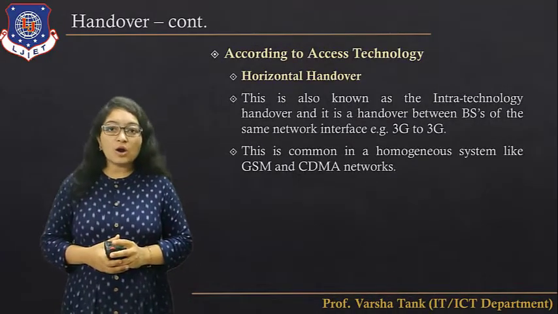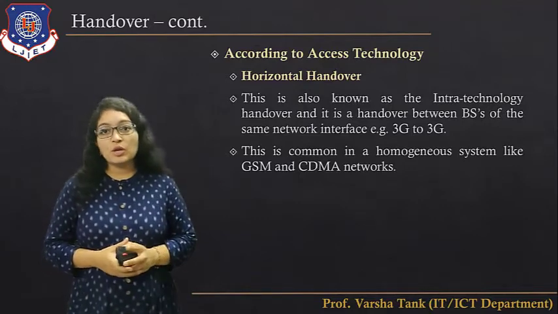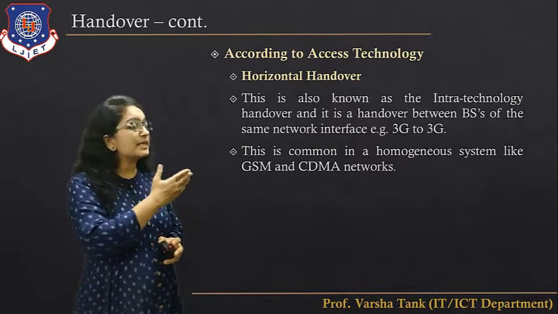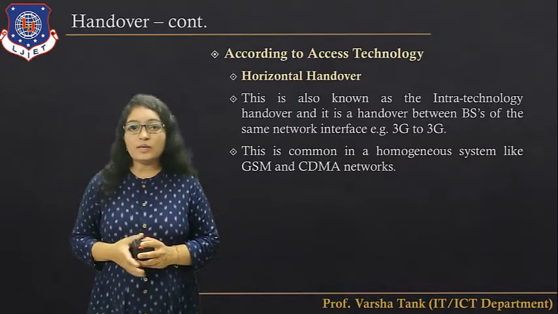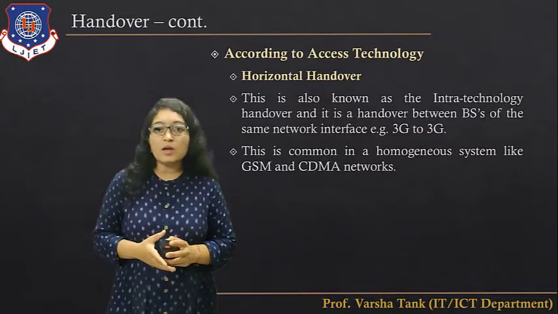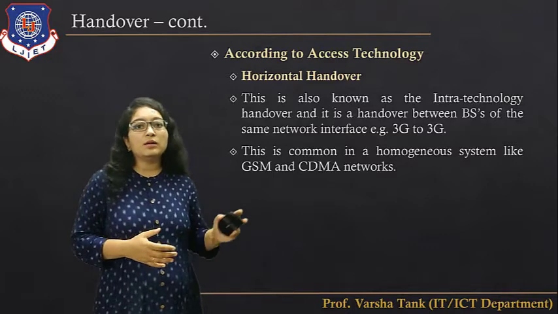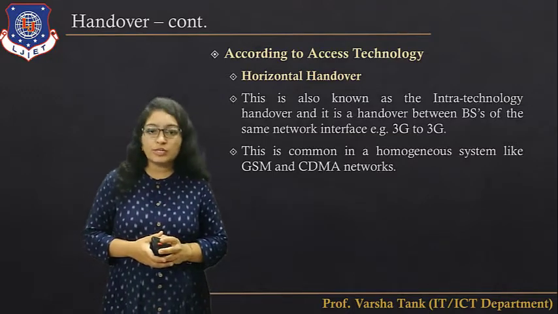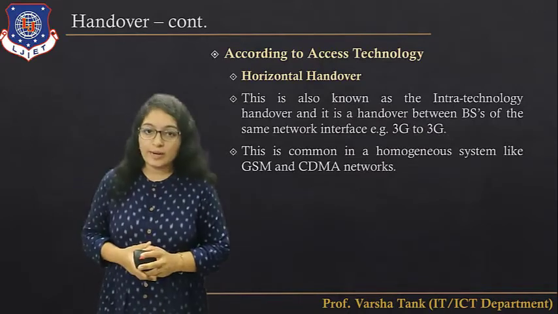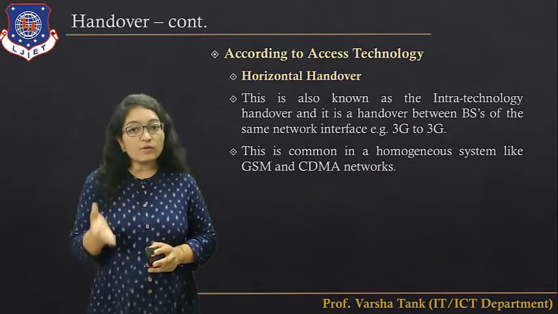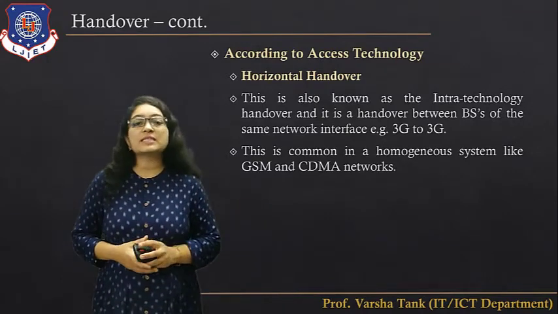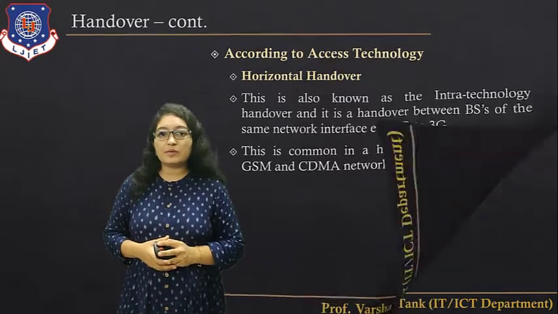Now let's start with the access technology. First one is the horizontal handover, also known as intra-technology handover. It is the handover between base stations of the same network interface, for example 3G to 3G. If the same network is there, we can say it is a horizontal handover. But if it is a different network, it is a vertical handover. Horizontal handover is common in homogeneous systems like GSM and CDMA networks.